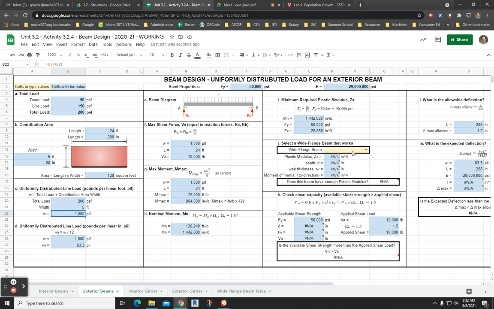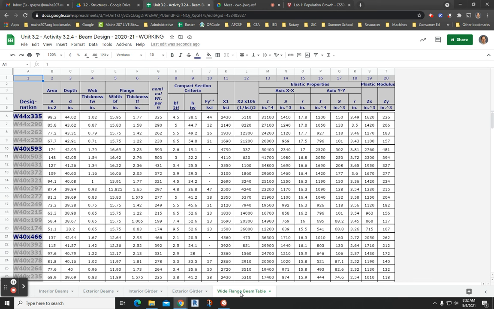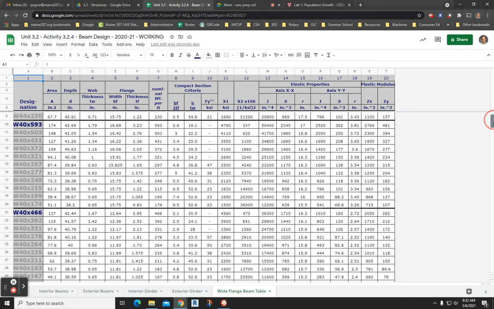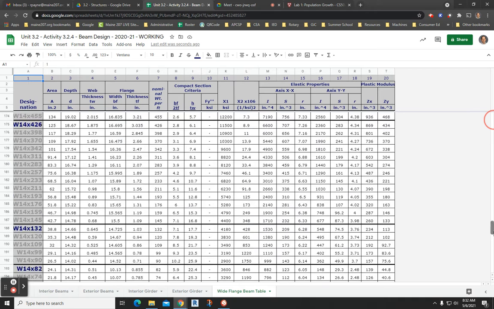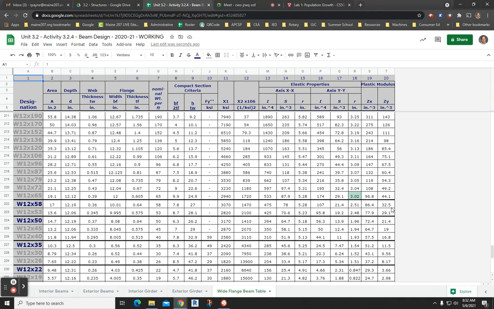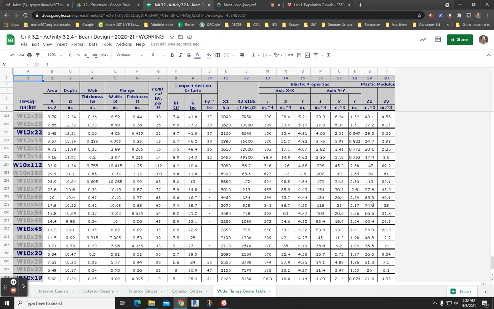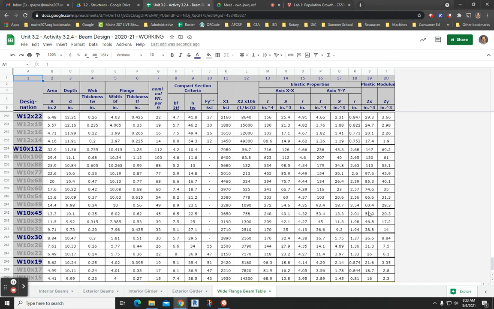But what we need to do is we just need to pick a beam. And our design value is our Z sub x, our plastic modulus. So we're looking for 28.858. So go to the beam table, and it needs to be 28.858. So go towards the bottom. Z sub x needs to be 28.858. We're looking at a pretty small beam here.